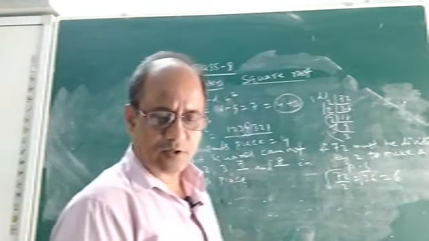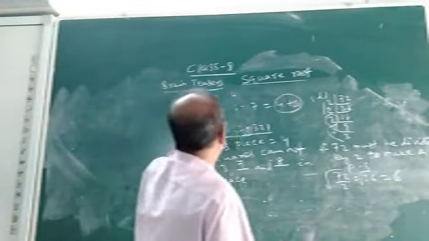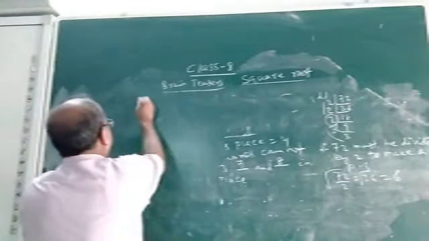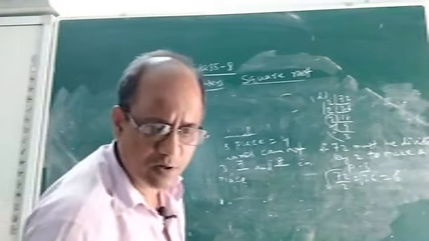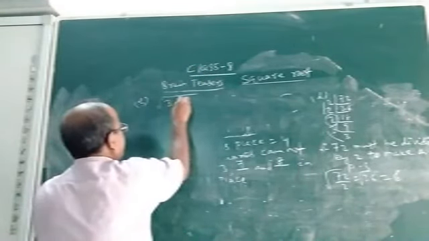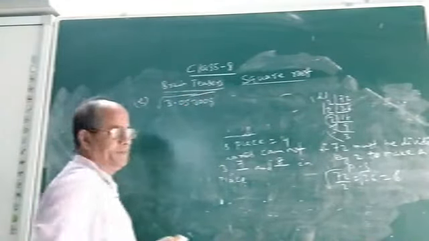Next, what is the question? Question number e. Square root of 3.052009. Look at the number. It is a very big decimal number.